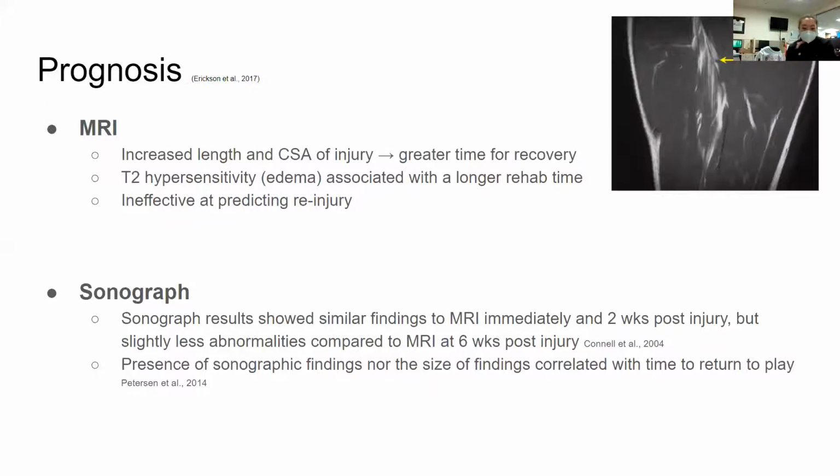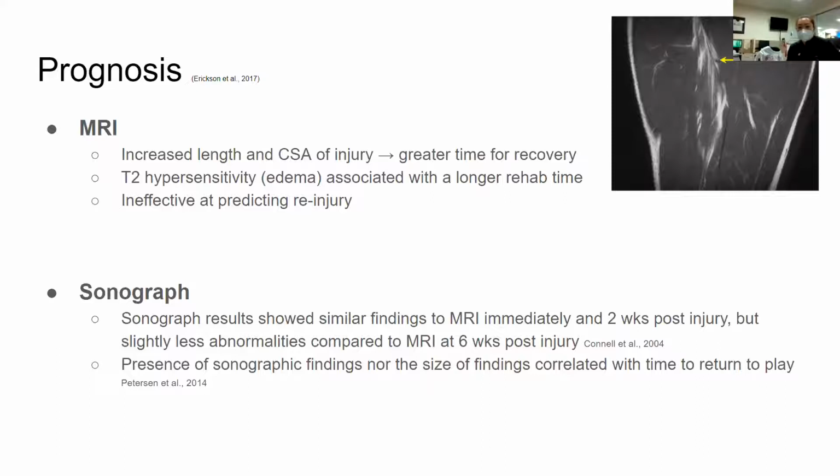For prognosis, like you said, MRI is good at detecting any sort of tears. Multiple studies have supported that an increased length of the injury and amount of cross-sectional area of the injury seen on MRI means the longer it takes to recover. Same thing with any T2 hyperintensity, which indicates edema; it was also associated with a longer rehab time. A lot of studies, though, were not able to support MRI being effective at predicting re-injury, and I'll go over that later when we talk about return to sport.